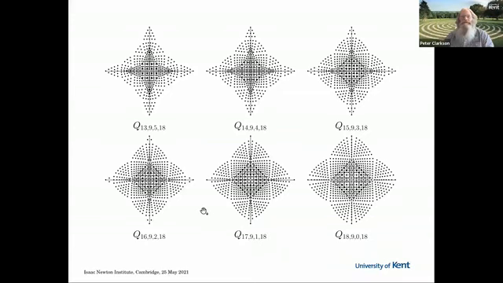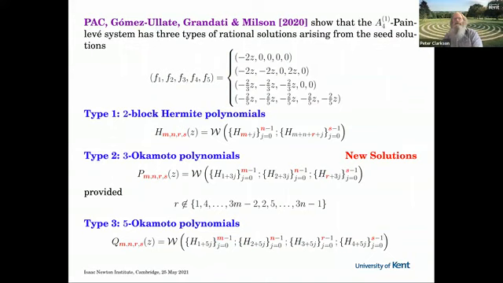What I wanted to do was go on to look at recent work that I did with Derek Gomez-Ullate, Grandati, and Robert Milson. You've got these four seed solutions, and they come into three different categories. The first two involve what I call two block Hermite polynomials. I've got 4 parameters, the starting points and the length of the sequences.